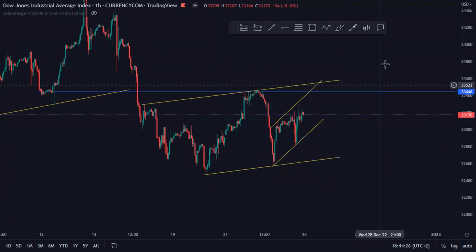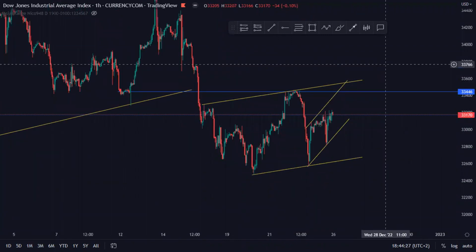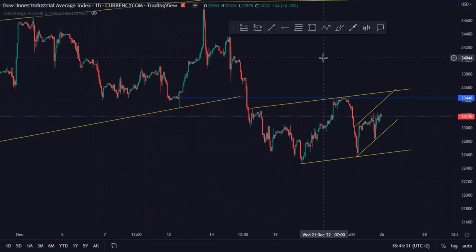that's all I wanted to analyze about the market: US30, NAS100, Euro Yen, and Pound Dollar.